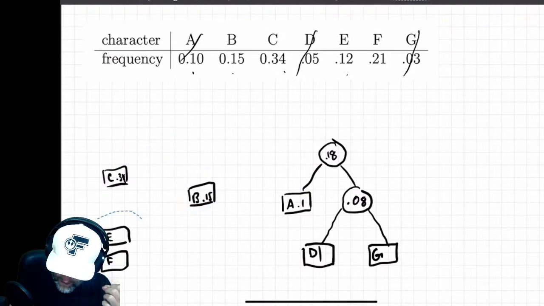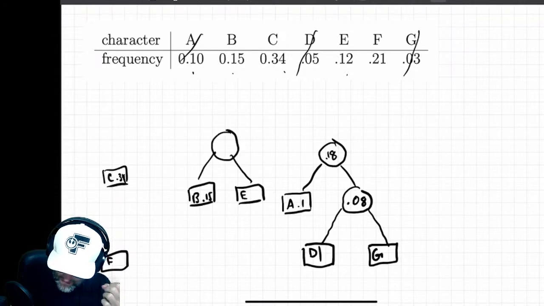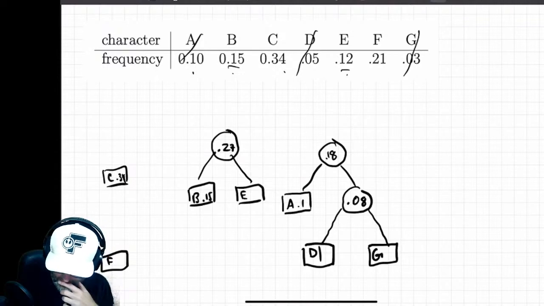And again, it doesn't matter which side you put each one on. I'm just going to combine these two into one tree. B has a weight of 0.15. E has a weight of 0.12. So they combined have a weight of 0.27. Okay?